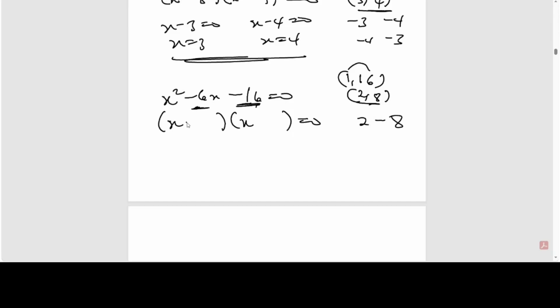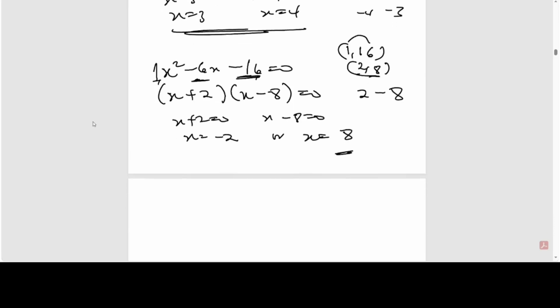So put positive 2 and then negative 8. Our solution is x plus 2 is equal to 0, or x minus 8 is equal to 0. So x equal to negative 2 or x equal to positive 8, and that is our solution. So try your hands on many other questions using this approach, and make sure that you check the coefficient of x squared is 1 before you go by this approach. But it's not all the time that it's going to work.